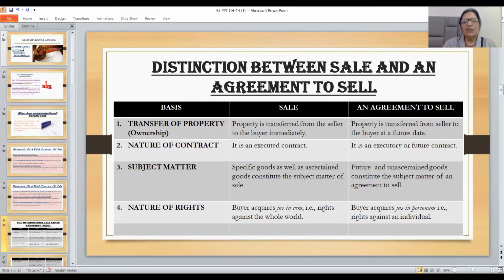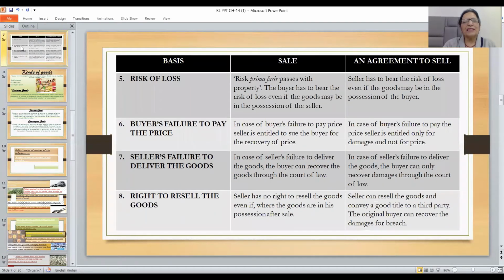Nature of rights. Sale always provides the rights to the buyer, which are known as jus in rem. Jus in rem means rights against the whole world. Buyer becomes the owner. But in case of agreement to sell, buyer gets the rights jus in personam. The rights are available against individual only. Next is risk of loss. Risk prima facie passes with property as per section 26. Whosoever is the owner of goods has to bear the loss of destruction of goods. So in case of sale, buyer has to bear the loss. But in case of an agreement to sell, seller has to bear that loss because ownership is with the seller.